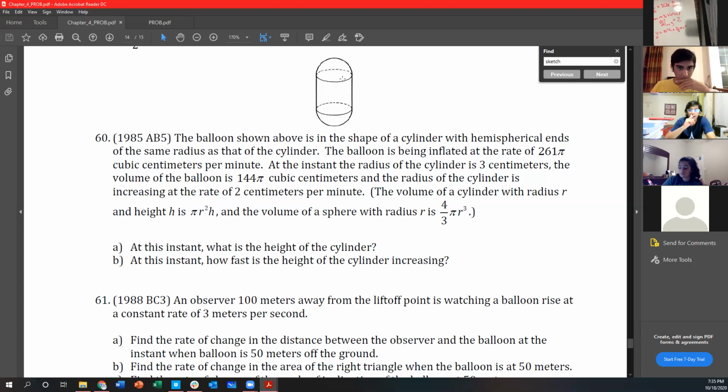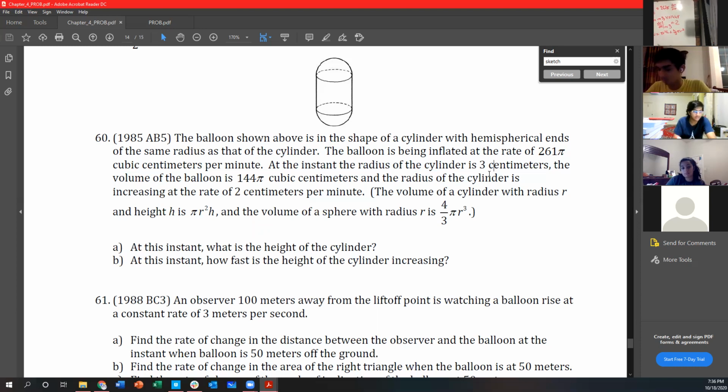Now, why? Okay, Alina, the question is asking for height, right? The first thing I'm going to realize is that right off the bat, there's no way I'm going to figure out what height is unless I know the radius for sure, right? Actually, I think we can, because they tell you at this instant. At this instant means r equals 3. So let's try and see if we can. I think actually we can.